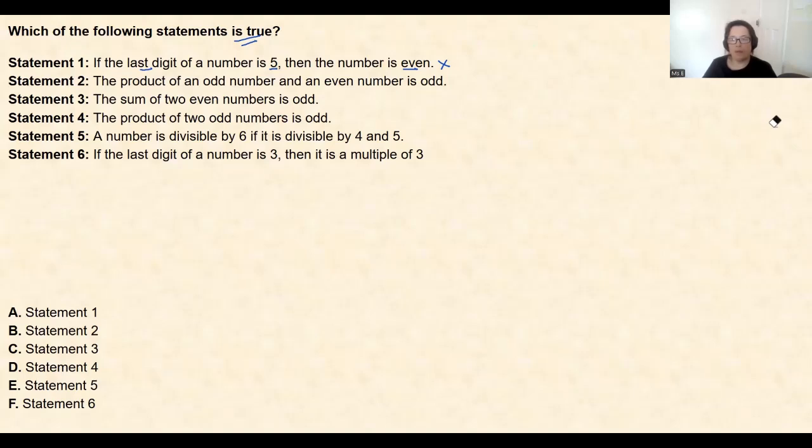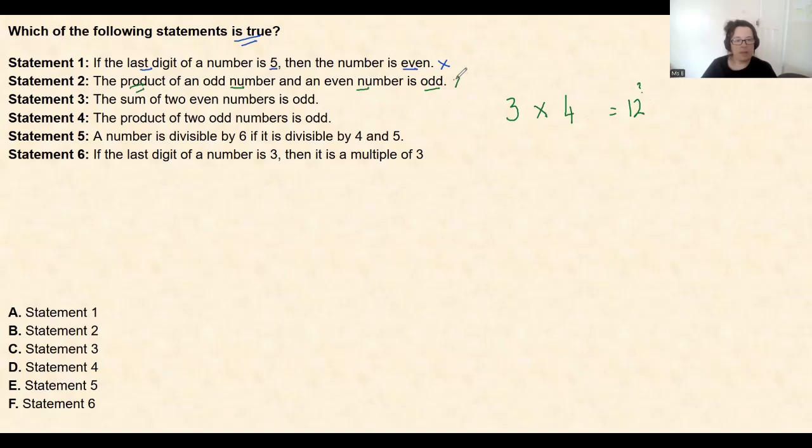Looking at the next one, the product. What does product mean? Product means if you multiply two numbers together. So the product of an odd number and an even number is odd. What they're saying is if you multiply an odd number, let's pick 3, by an even number, let's pick 4, then the answer is odd. So 3 4s are 12. Is this answer odd? No, it's not.